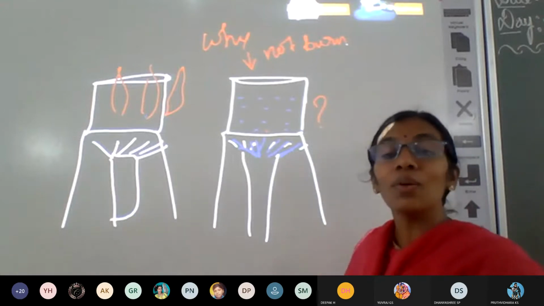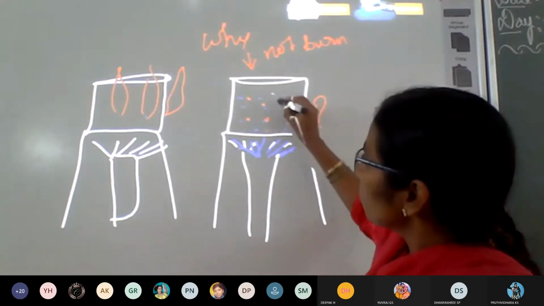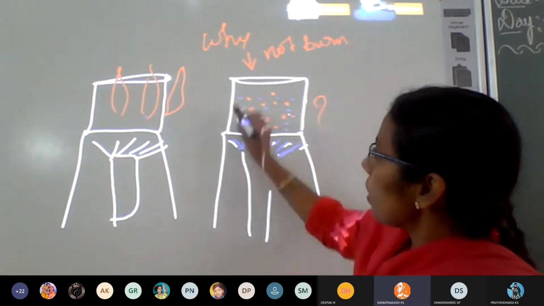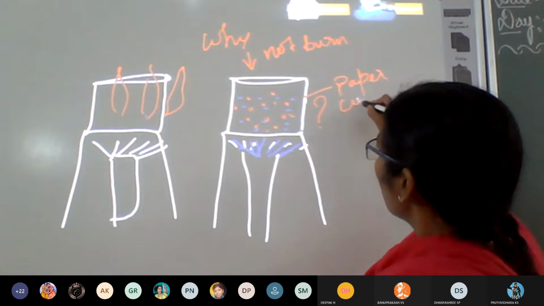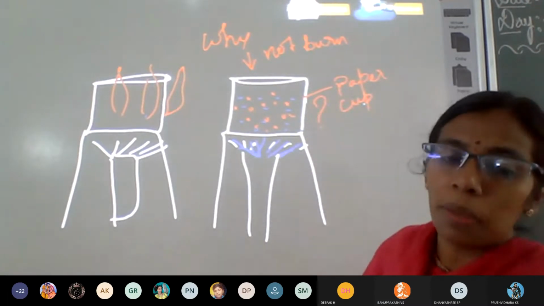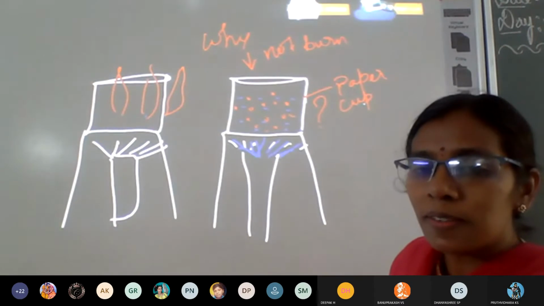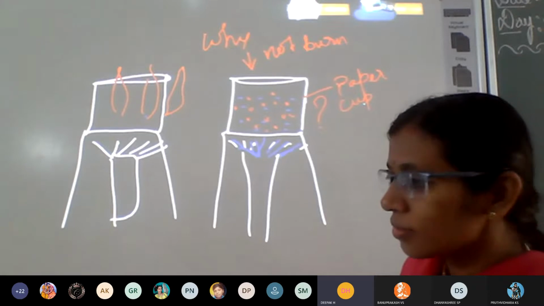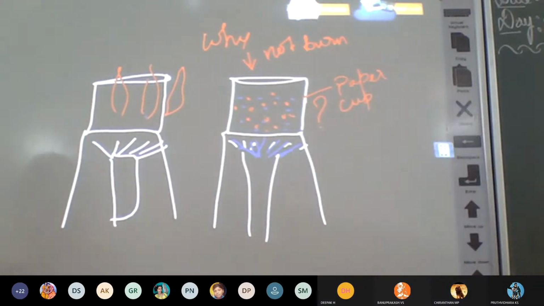When you do this, you can observe the water starts boiling. Water will boil, but the paper cup will not burn. Though it is a paper cup, water will boil, but the paper cup will not burn. Why? Because water is there, ma'am. So if water is there, how does it prevent burning?